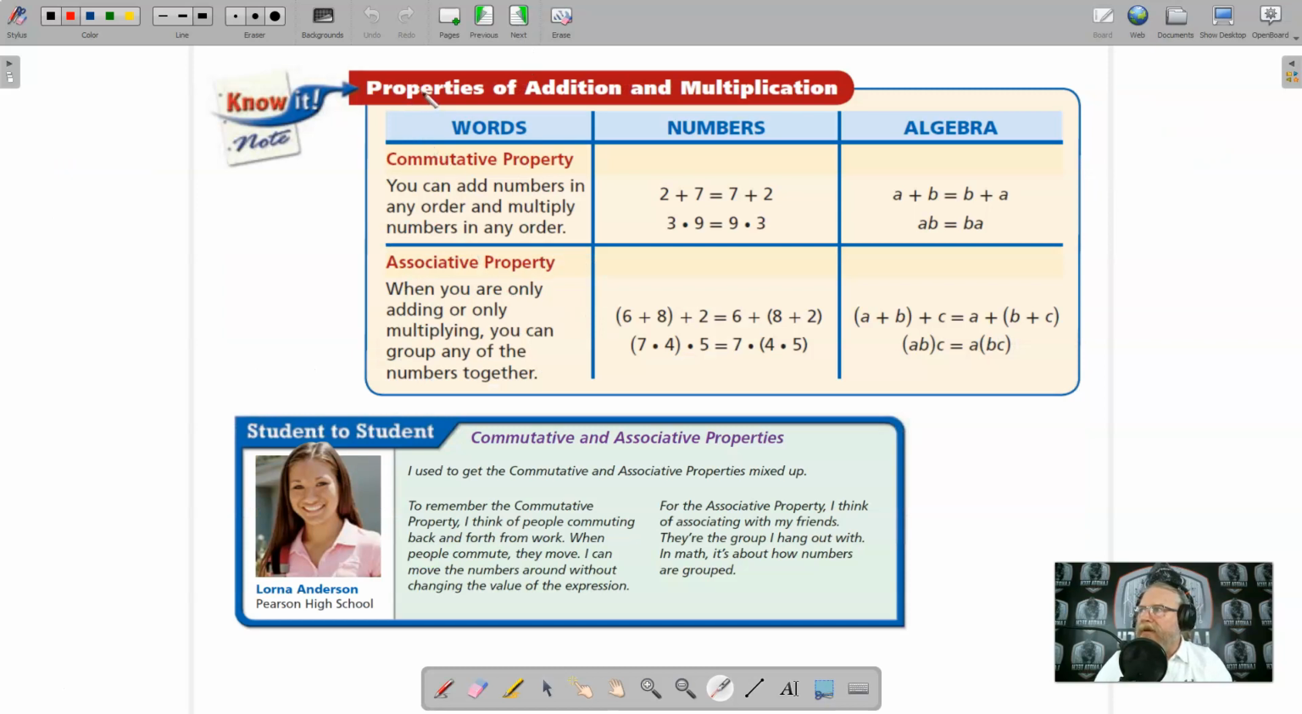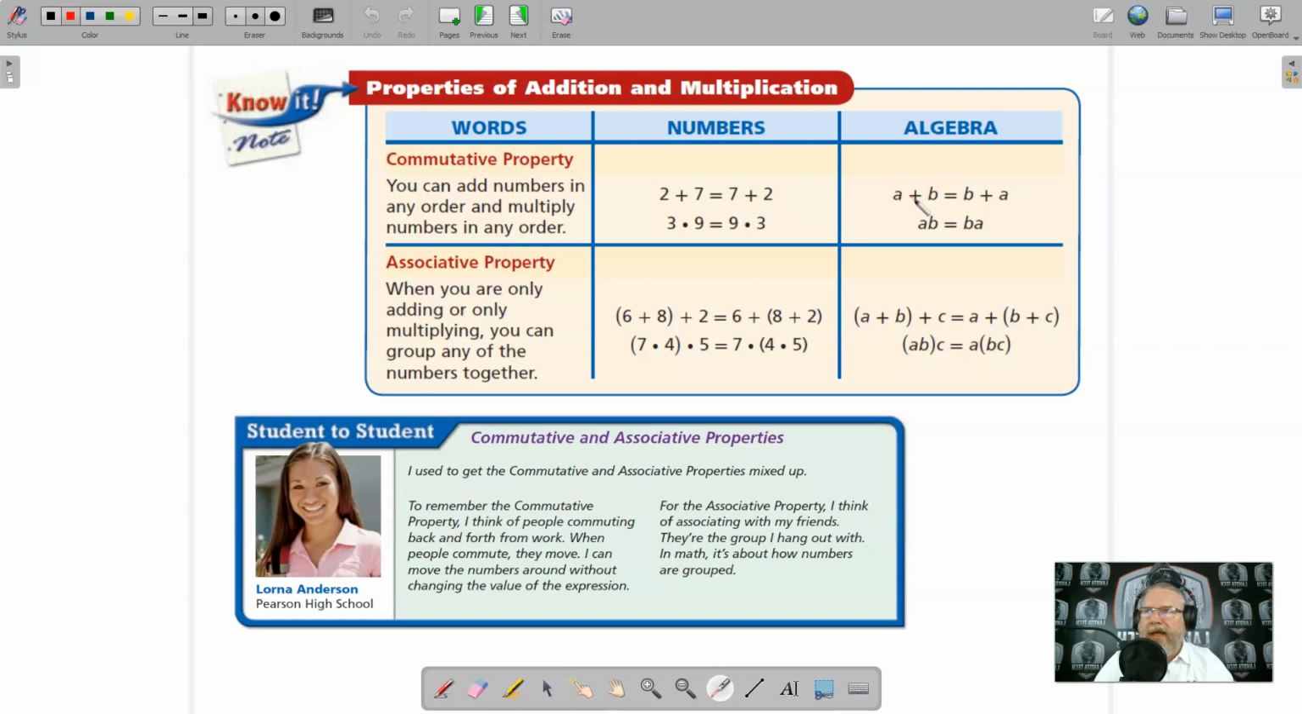Here we have a table listing the properties of addition and multiplication. These are not all the properties, they're just a couple of properties, and particularly the commutative property and the associative property. So in words for commutative property, we say that you can add numbers in any order and multiply numbers in any order. Here we have a couple of examples using numbers. Here we have 2 plus 7, and this is equal to 7 plus 2. Notice that we've just switched the position of the 2 and the 7, but they are still equal to one another, the commutative property of addition.